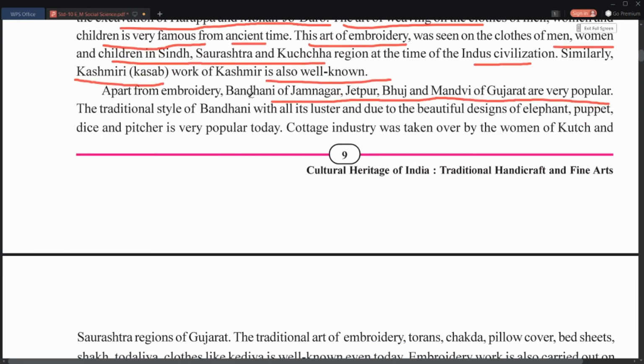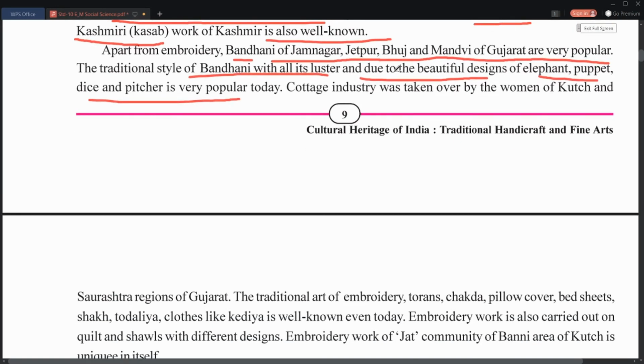In Gujarati, we particularly use the word bandhani for that. Bandhani is a design on cotton cloth that we can still see in Jamnagar, Jaipur, Bhuj and Mandvi regions of Gujarat. These regions are well known for bandhani work. The traditional style of bandhani is very colorful and lustrous, with beautiful designs of elephants, puppets, dyes and pictures made on the cotton.